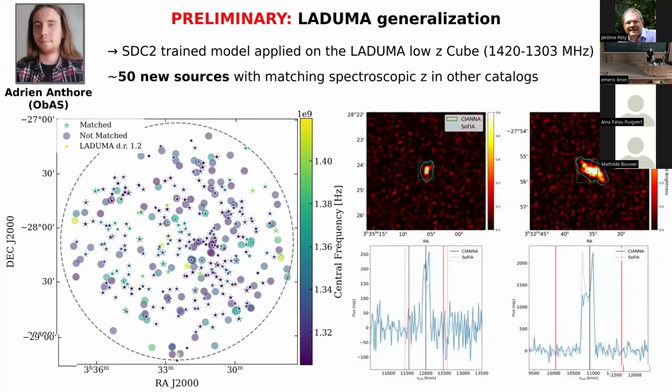And on hyperspectral cubes, we have first results from Adrien on the LUDMA cubes. What we can say is that we are matching almost all the sources detected by the SOFIA software, but we also have new candidates, and a significant fraction of these new candidates have been confirmed with spectroscopic redshift from other catalogs in the same area. So we are quite confident that our method is able to detect new sources in H1. Okay, and I will stop there so we have some time for questions.